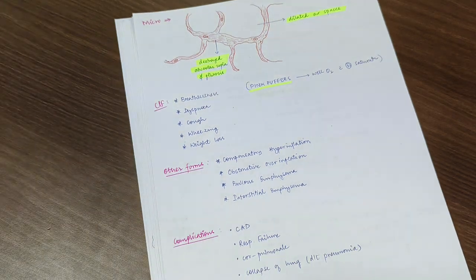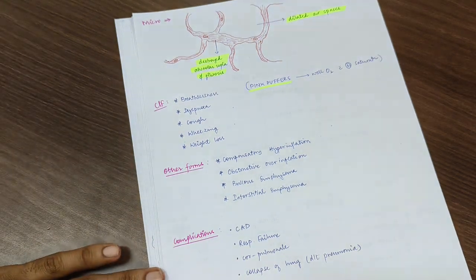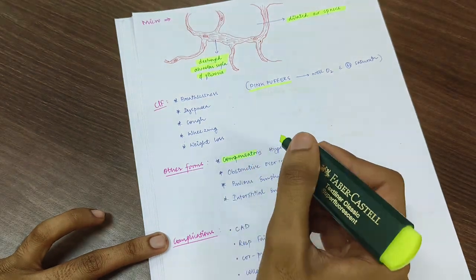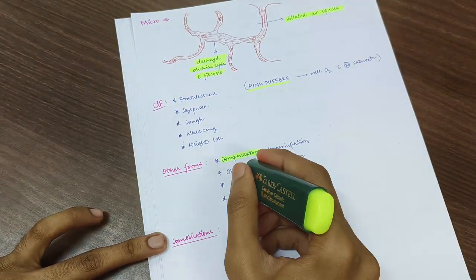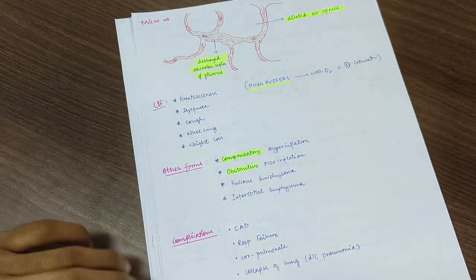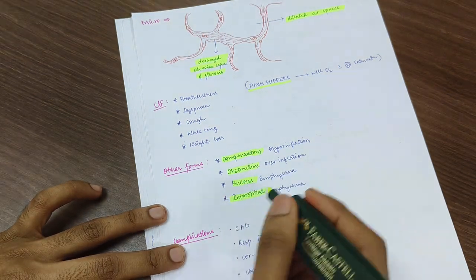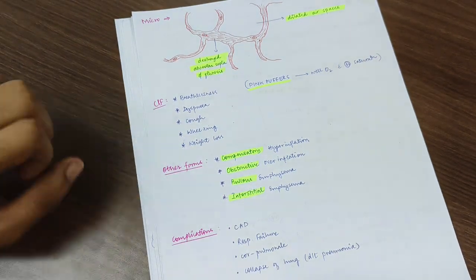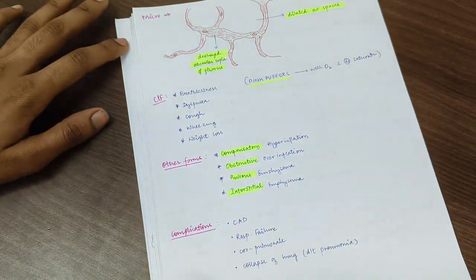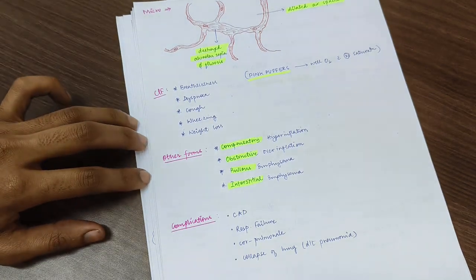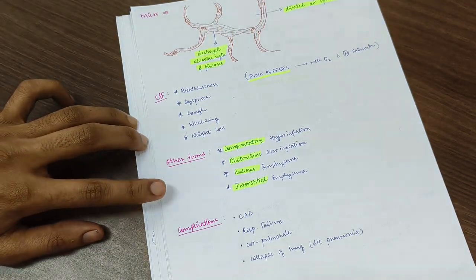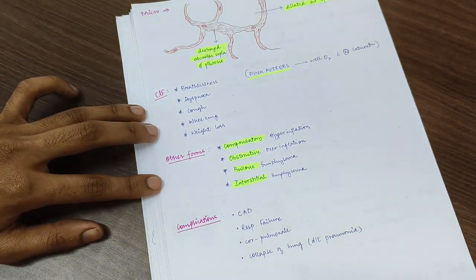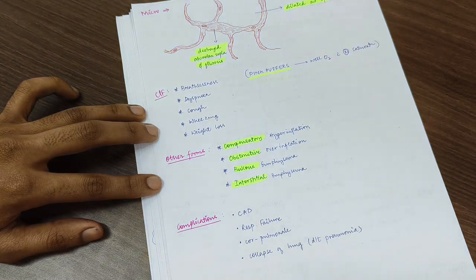What are the other forms of emphysema? One is compensatory, where emphysema occurs because of a compensatory mechanism. Then obstructive overinflation, then bullous, then interstitial. If you want, you can write them down, or else it's okay. If you are not writing them, it's not a problem. Then complications: you are going to write coronary artery disease, respiratory failure, cor pulmonale, and collapse of the lung.